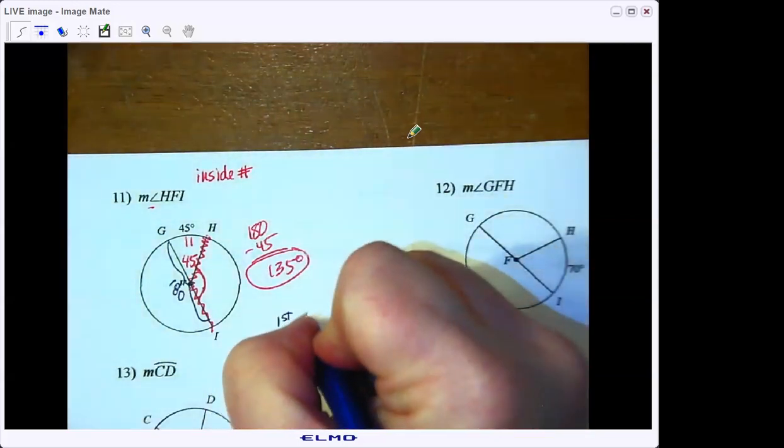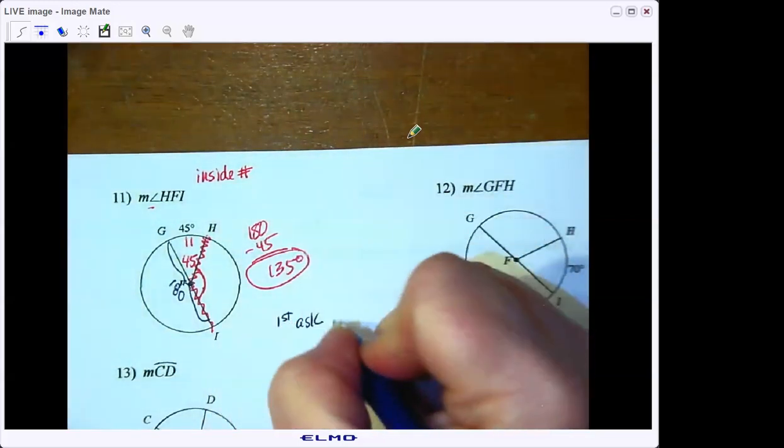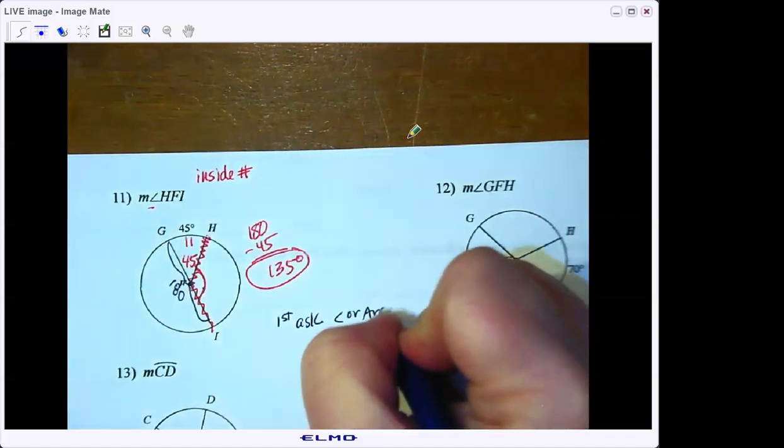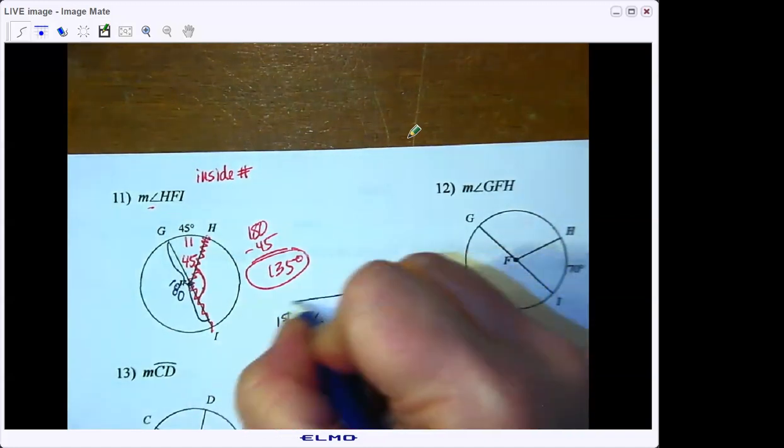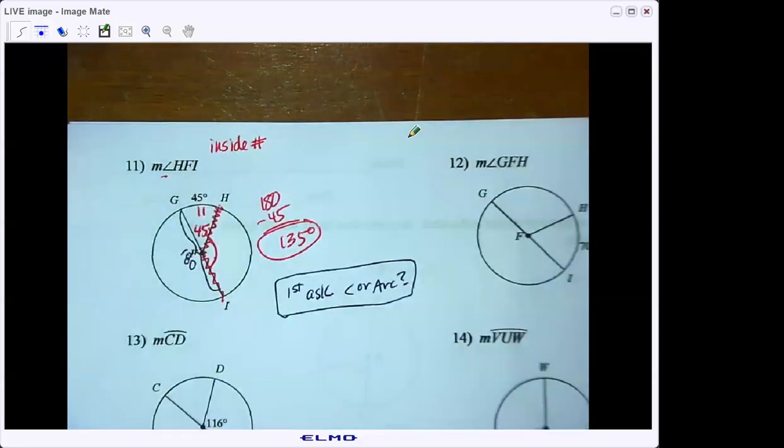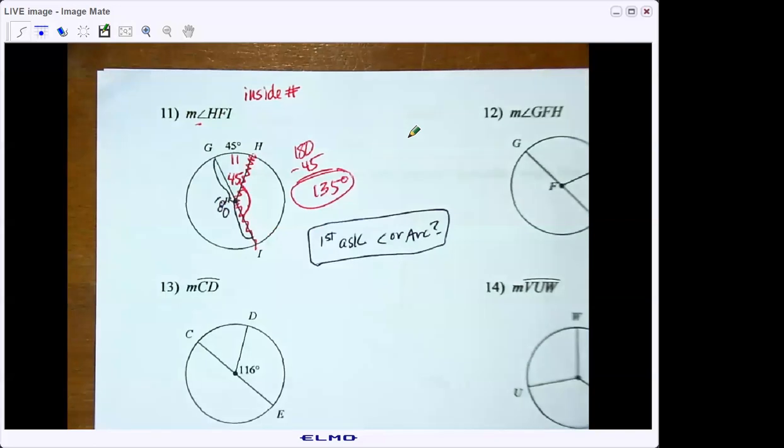So the first thing we need to ask is, is it an angle or an arc? First, ask yourself, is it an angle or an arc? Because that's going to determine whether we are looking for an inside number or an outside number.